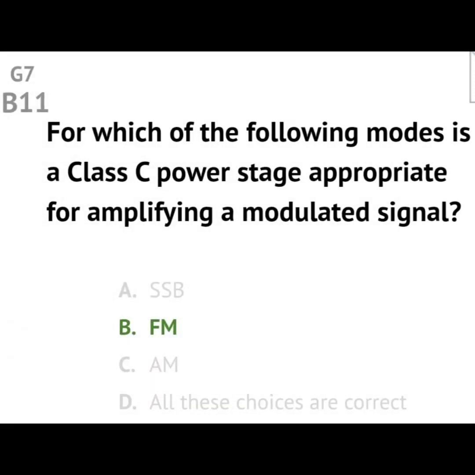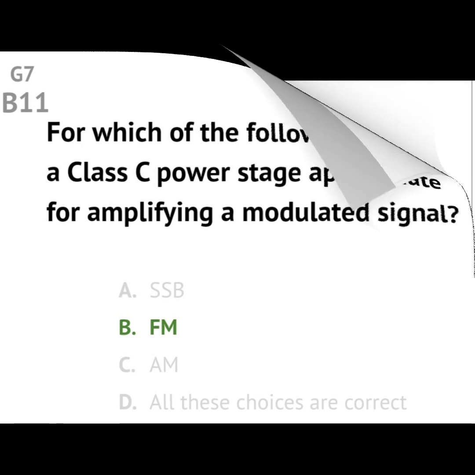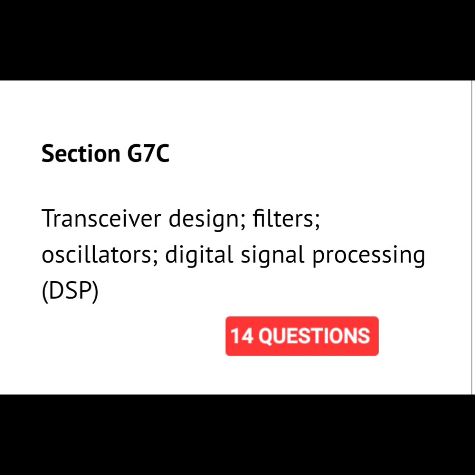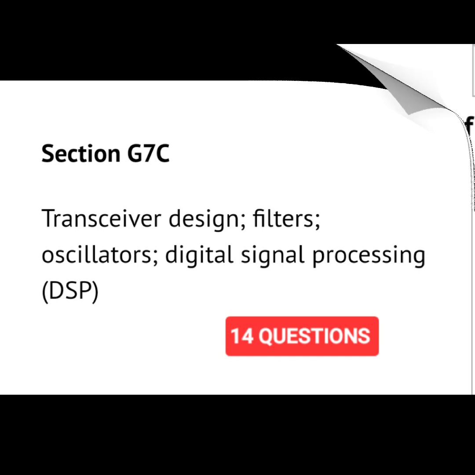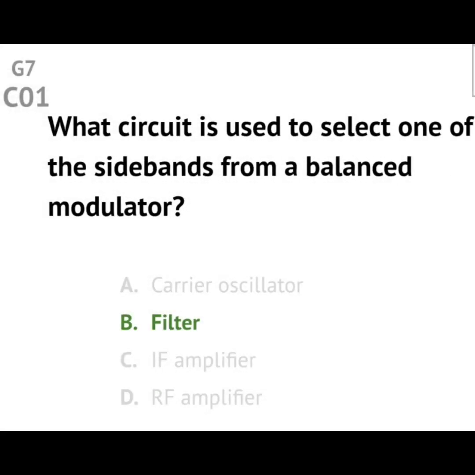Question G7B11. For which of the following modes is a Class C power stage appropriate for amplifying a modulated signal? Answer: FM. Section G7C. Transceiver design, filters, oscillators, digital signal processing, DSP. Question G7C01. What circuit is used to select one of the sidebands for a balanced modulator? Answer: filter.